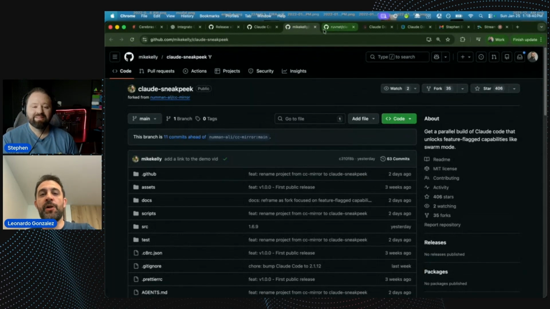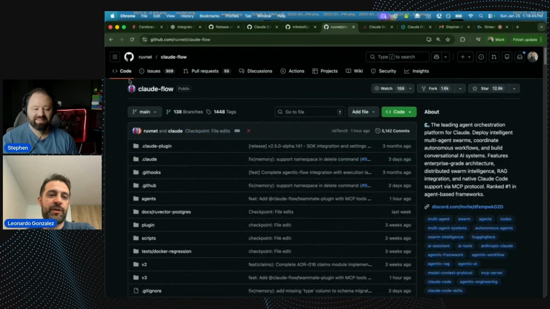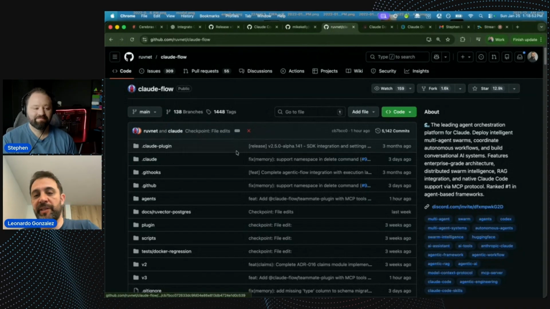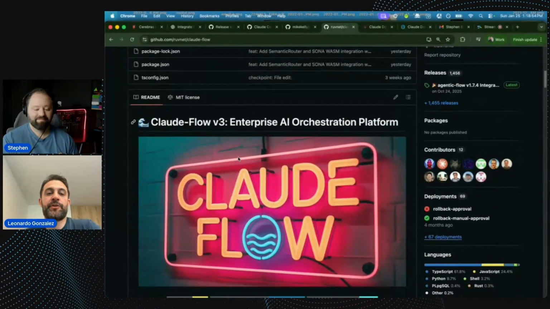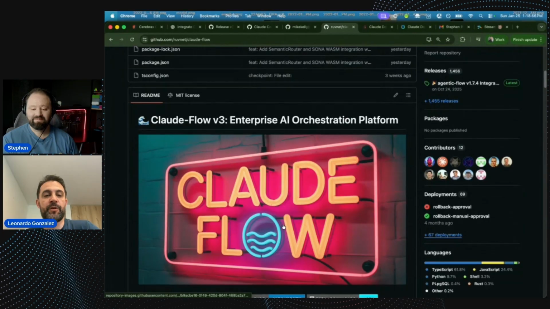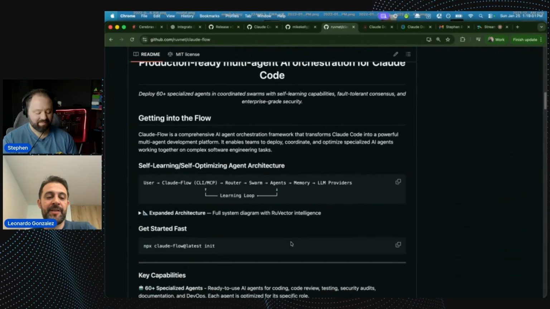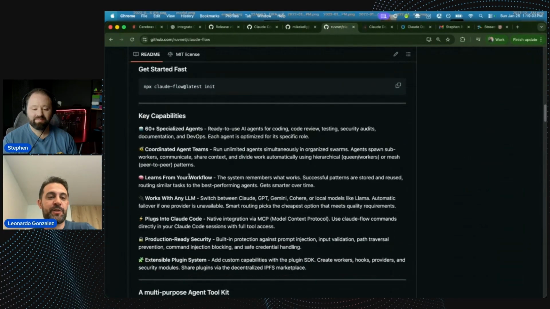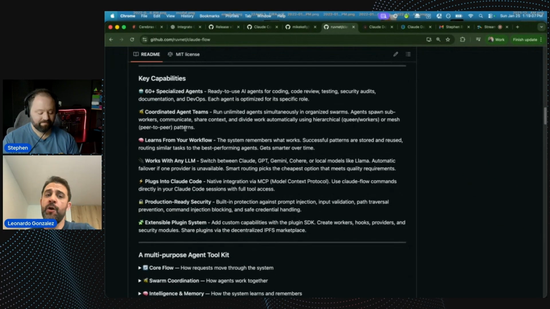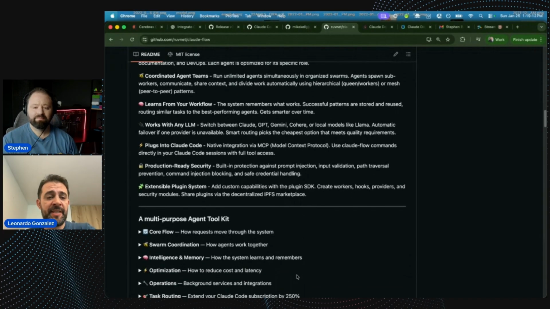Apparently, this is all inspired by the tools that came before. This is called Claude Flow. They've noticed a lot of patterns that are repeated. And this is something that is generally available and has been out for a while. It is a third-party orchestration platform for Claude Code that allows this kind of swarm paradigm for specialized agents and coordinating agent teams, working across LLMs, which is really important, and plugging in.